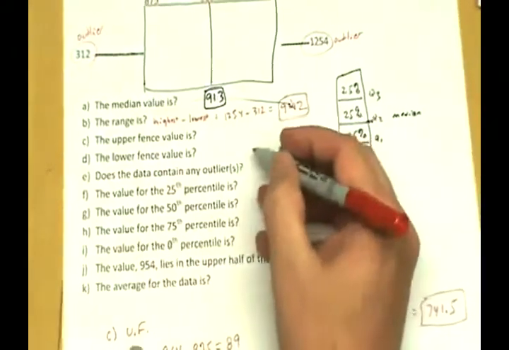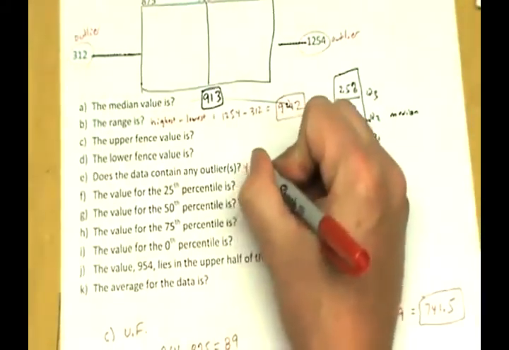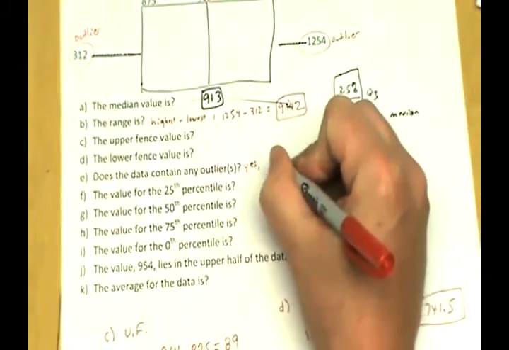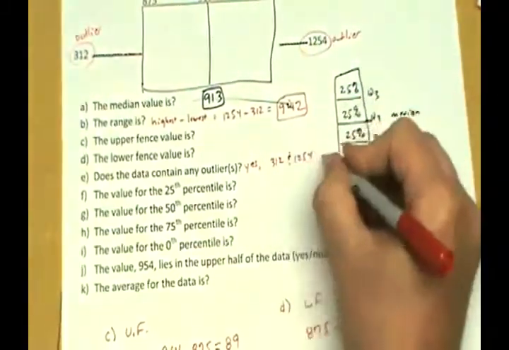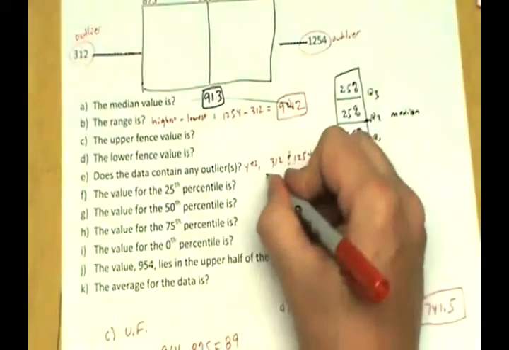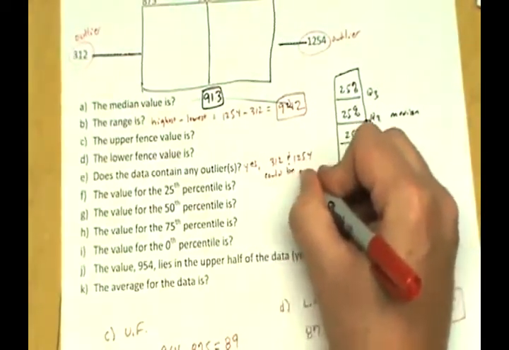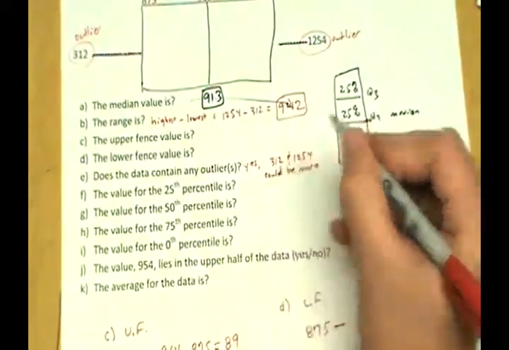So does the data contain any outliers? You would say yes, and you would then simply say yes, 312 and 1254, and then you might want to put a little note here, there could be more. But we don't know that because we weren't given the entire data set.